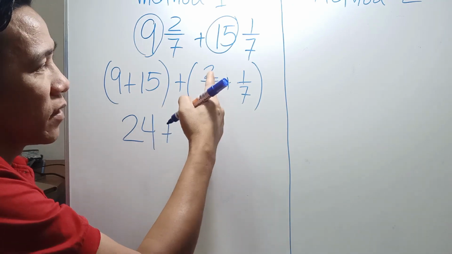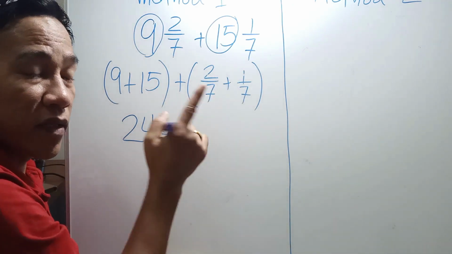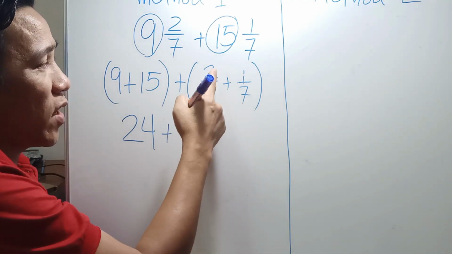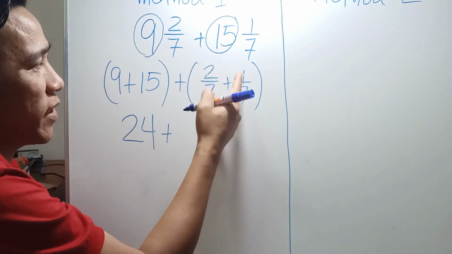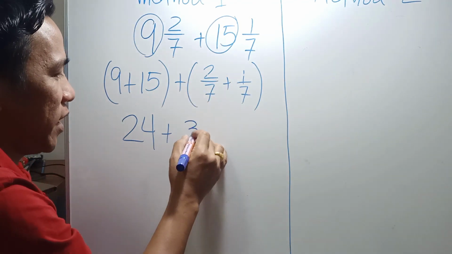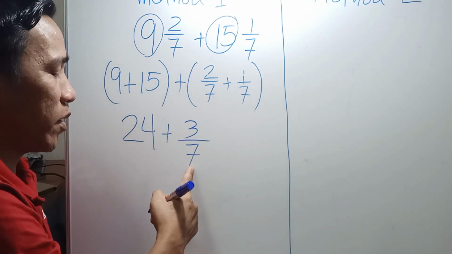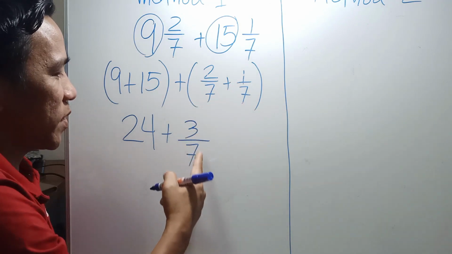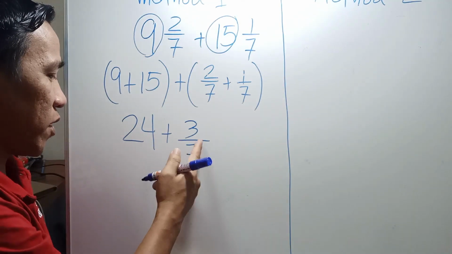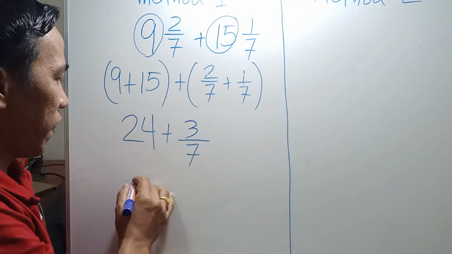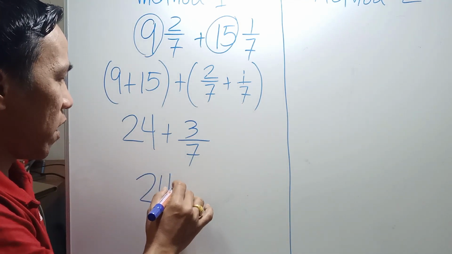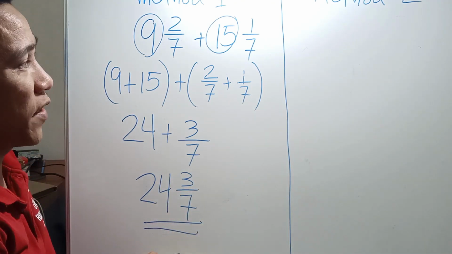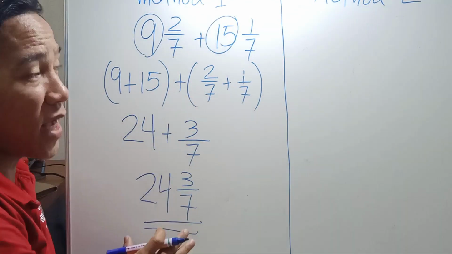Then, following the rules for adding fractions with the same denominator, I just add the numerators. So 2 plus 1 is 3 over 7, then copy the denominator, which is 7. So 2 over 7 plus 1 over 7 is 3 over 7. So what is 24 plus 3 over 7? All you have to do is just copy it. So the final answer will be 24 and 3 over 7. So that is the answer using method 1.